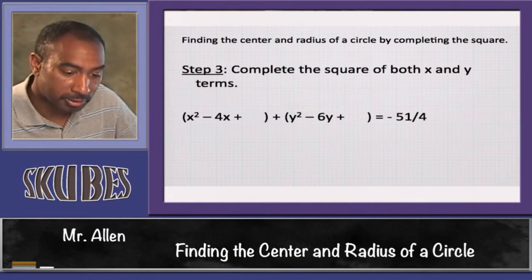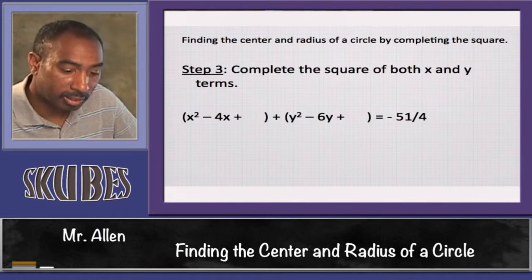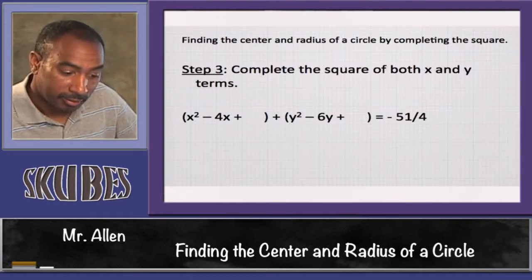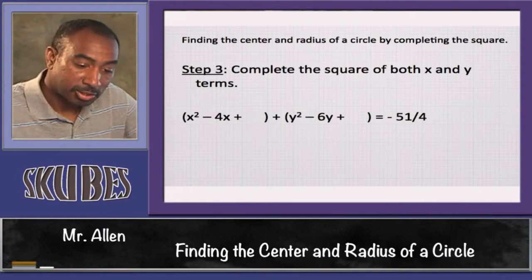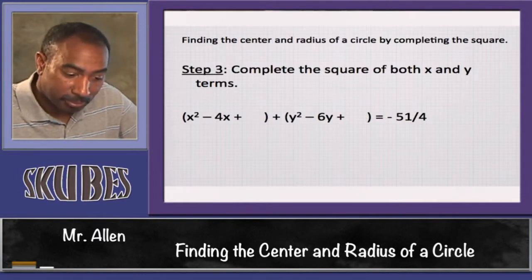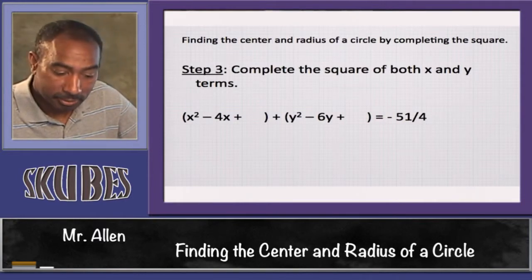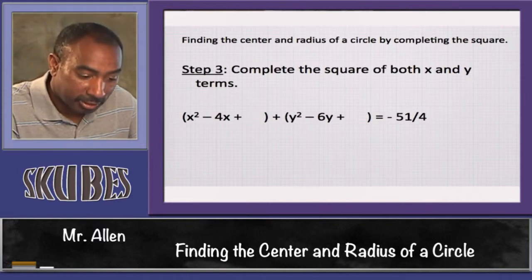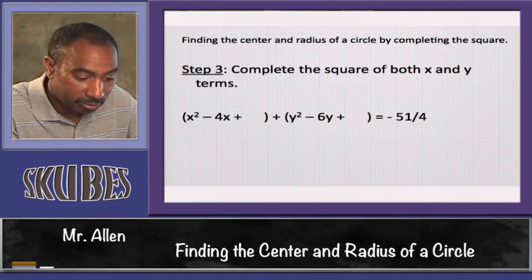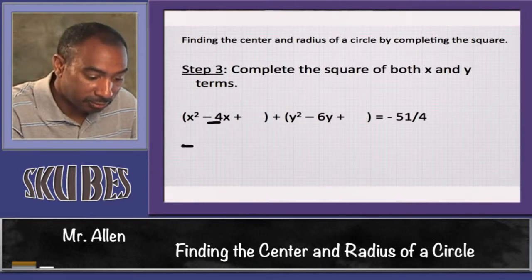All right, you want to complete the square of both x and y. In order to do that, I just took the parentheses and separated the x terms and the y terms. And what you're going to look at is the coefficient of the linear term. I have a negative 4 there. So what I do is I take negative 4, and the rule is divide by 2, and then square the result.